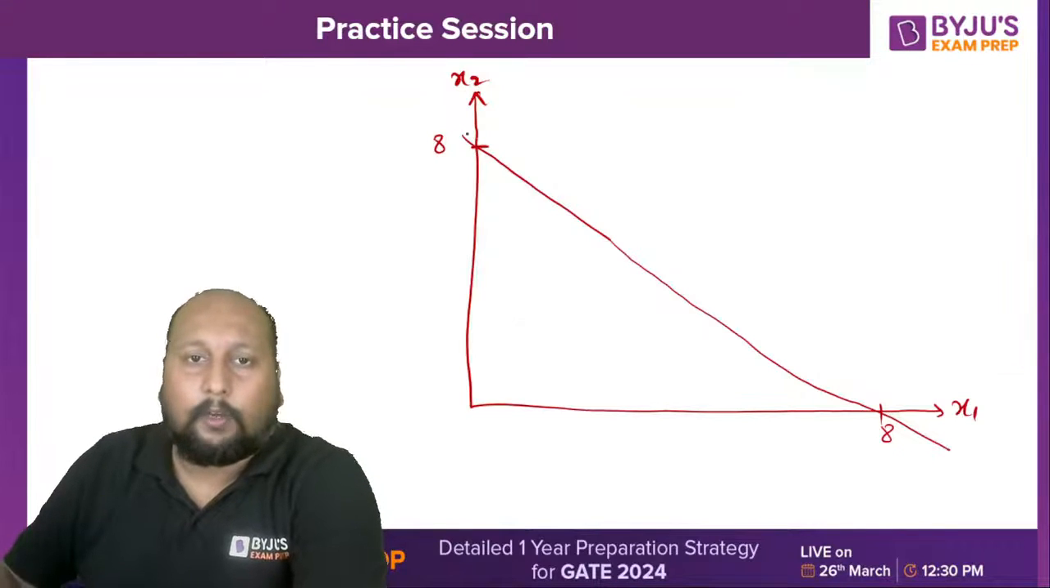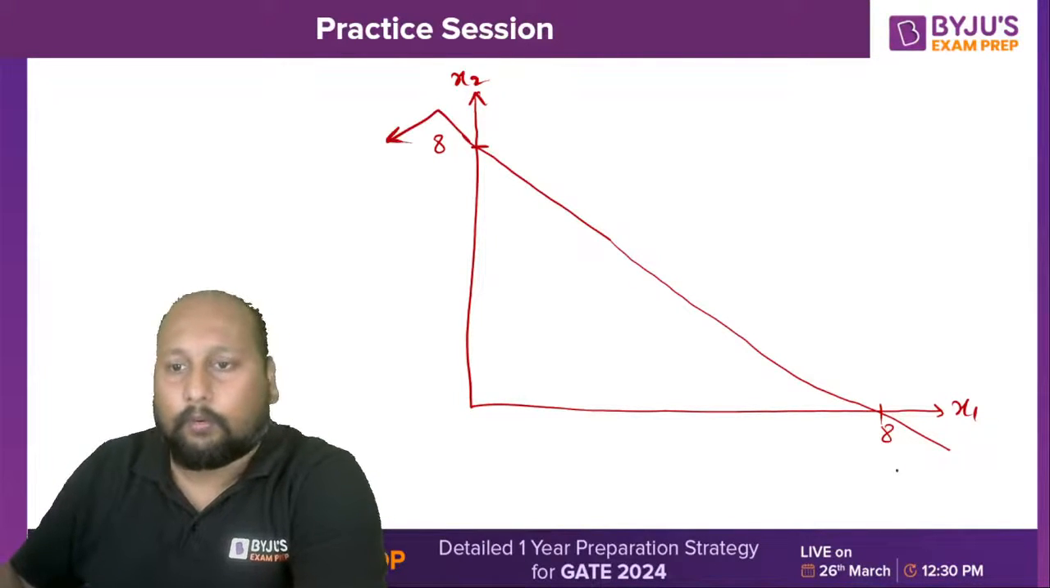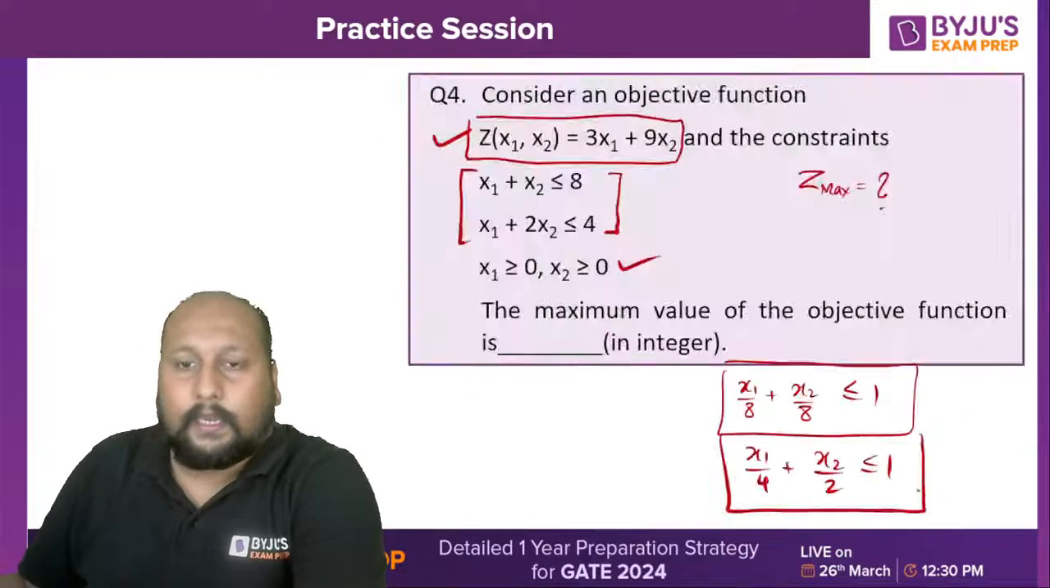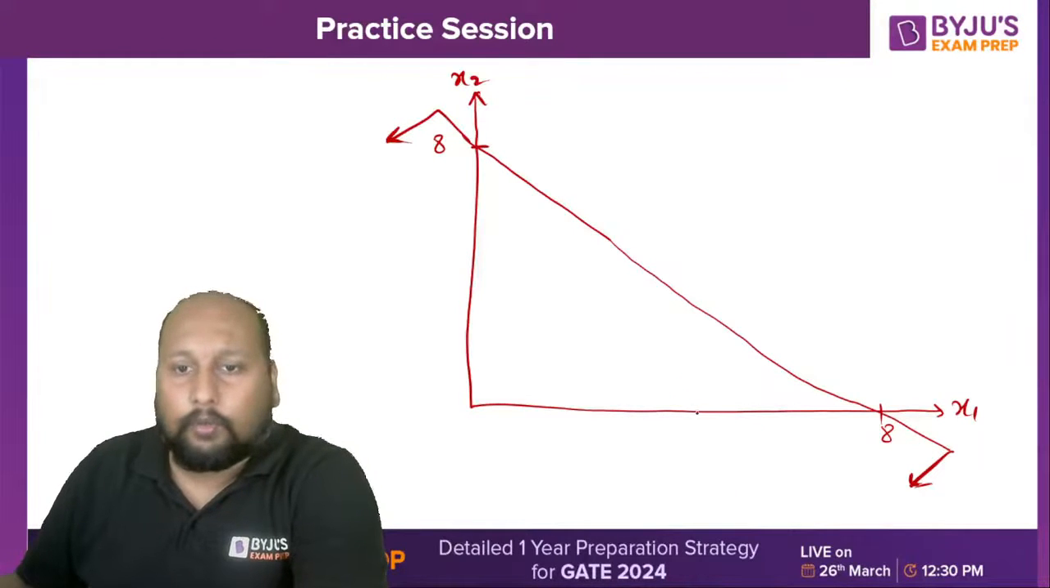And this is less than or equal to, so all the constraints are towards the origin. This is the first constraint. The second one is having 4 and 2. So this is 4. Let us suppose this is 2. So we are having this.